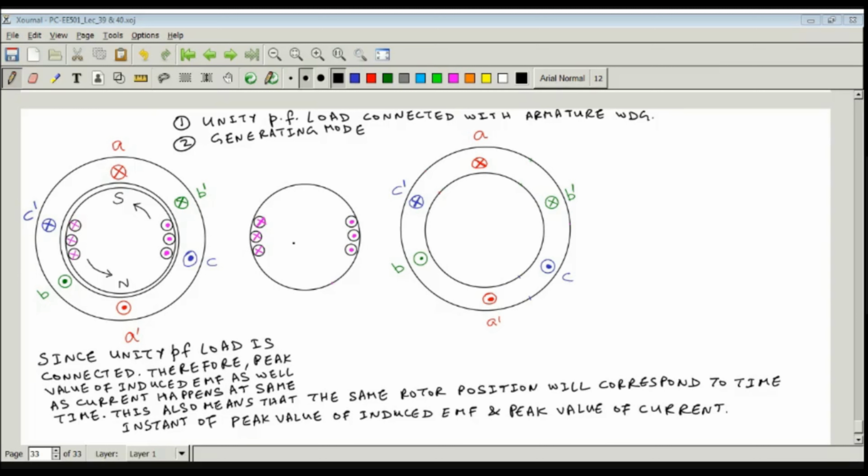Now, what is the orientation of field MMF in space? Field MMF is like this, which I am drawing right now. You can apply the right hand grip rule and figure it out easily. This is the orientation of field MMF. So this thing is your field MMF.